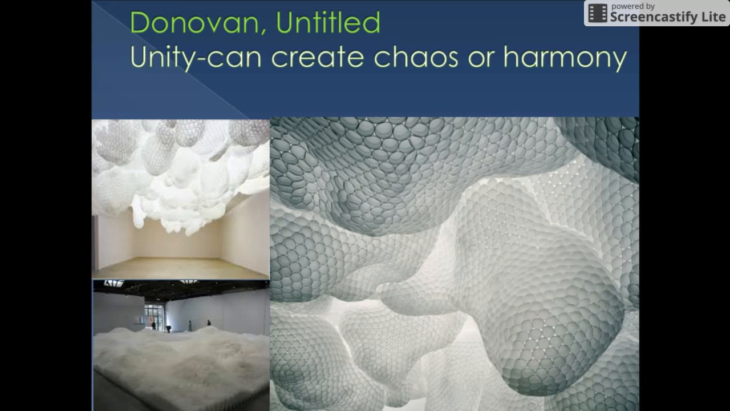Now, one of the design elements that's discussed here is unity, and its creation of either chaos or harmony. I'm mainly going to look at harmony within the idea of unity, using Tara Donovan's works, which are discussed in your text, and I think they're a great example. I gave you a video on Tara Donovan.